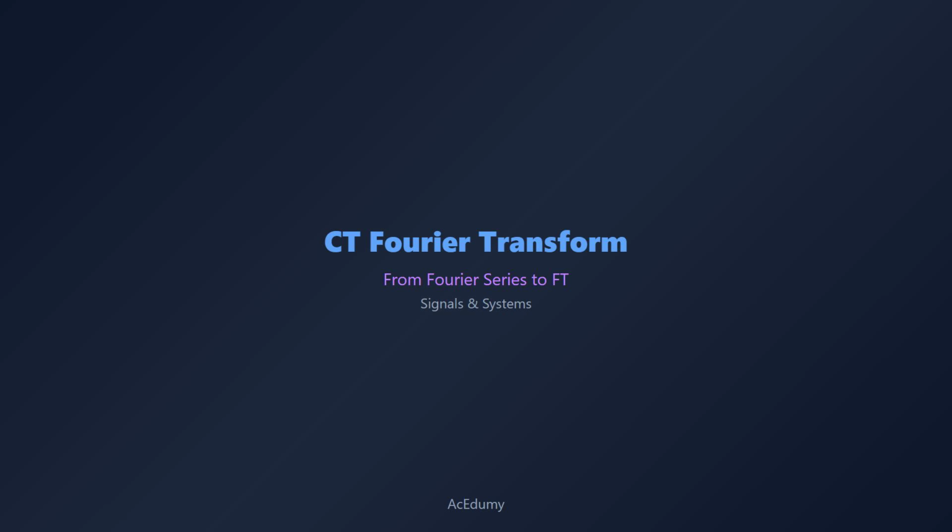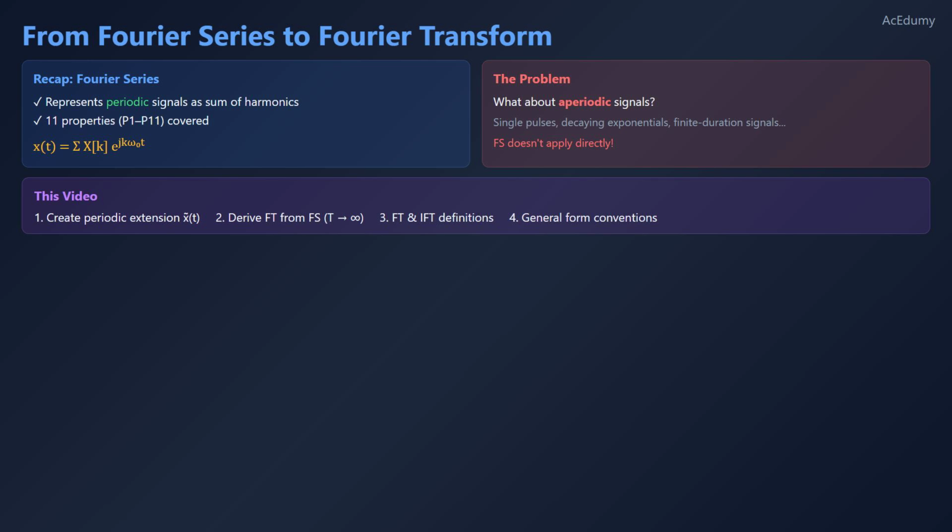In the previous videos, we explored Fourier series and its 11 properties for periodic signals. But here's a natural question. What about signals that are not periodic? Aperiodic signals, like a single rectangular pulse or a decaying exponential, don't repeat forever, so we can't directly apply Fourier series to them. In this video, we'll bridge that gap.